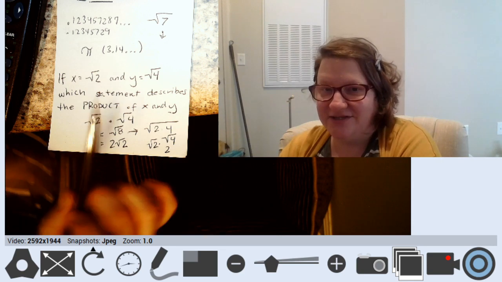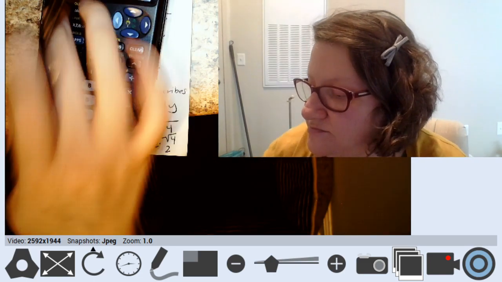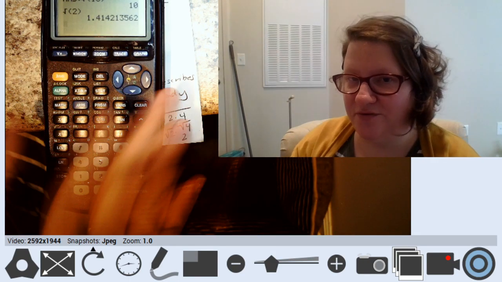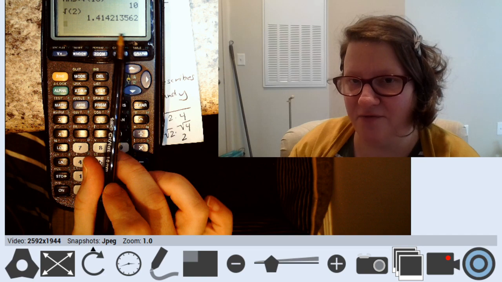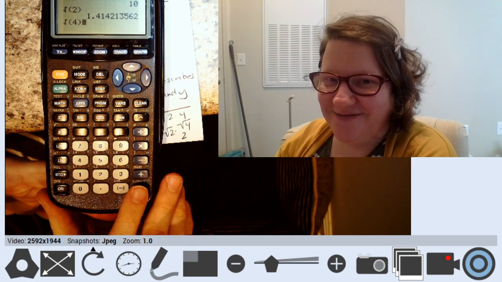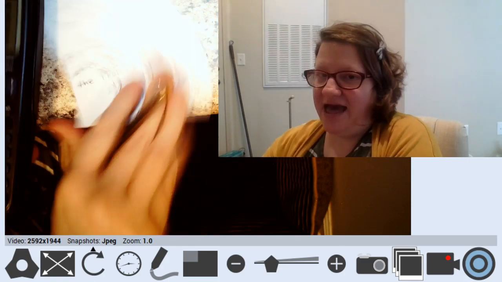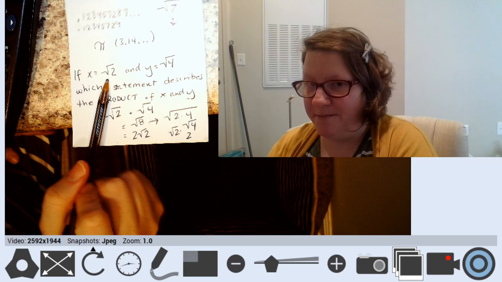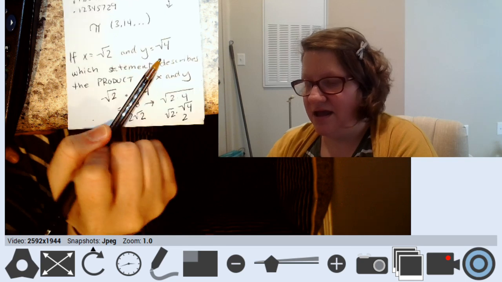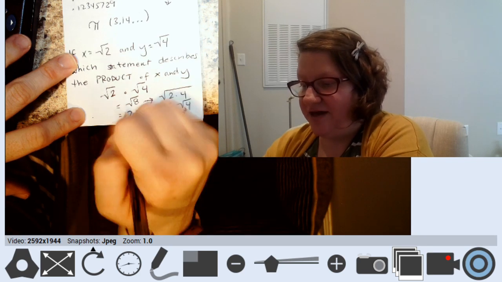And on this side, when we have the square root of 2, if we put square root of 2 in our calculator, we can see that the square root of 2 is an irrational number, a non-repeating, never-ending decimal. And then, of course, the square root of 4, because 4 is a perfect square, is 2. So on this side, we had an irrational number times a rational number equaling an irrational value.